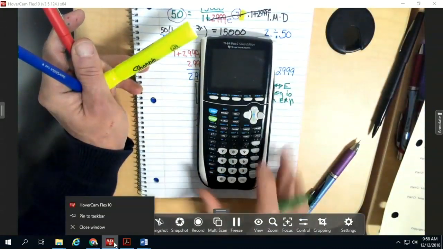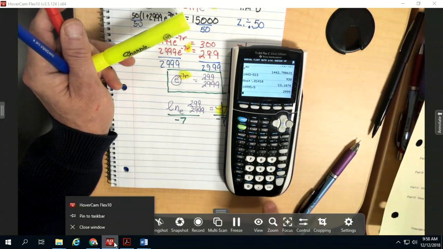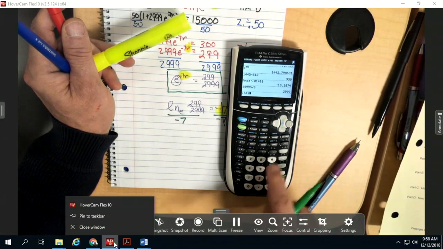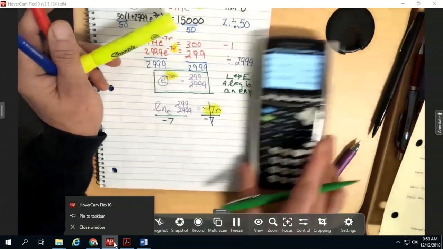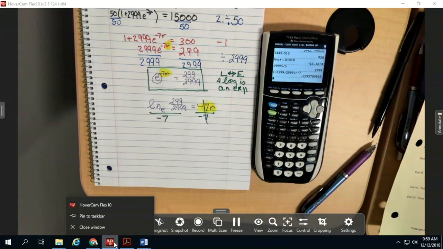So on our calculator, we can press ln of 299 divided by 299, divide that by negative 7. It will tell us that our ratio is 32. So about a 32% per day increase, or is that 33? About a 33% per day increase in the number of people that get this disease, zombieism.